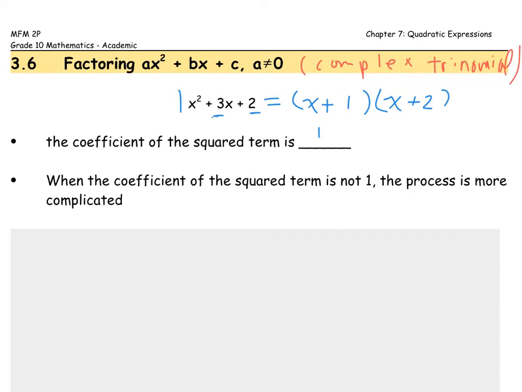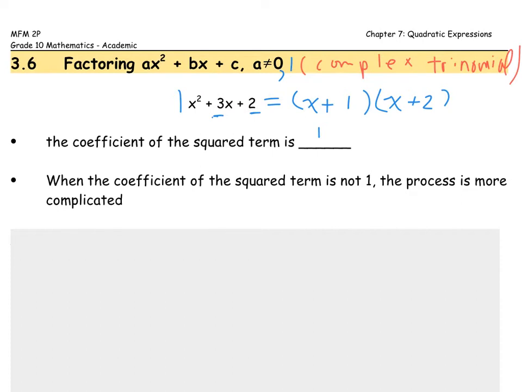However, many trinomials are not going to have a coefficient of 1 beside that squared term. And so those, we would say, are in the form ax squared plus bx plus c, and a cannot be 0, but also we're going to look at a not being 1, okay? All right. So when the coefficient of that squared term is not 1, the process is a bit more complicated, and that's what we're going to look at today.